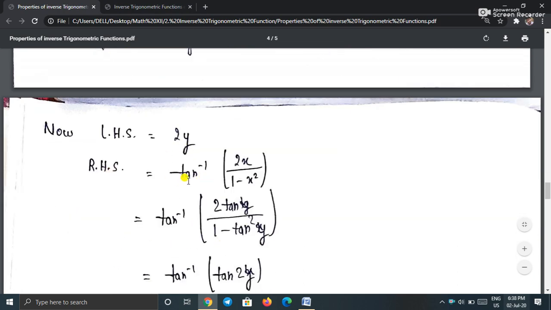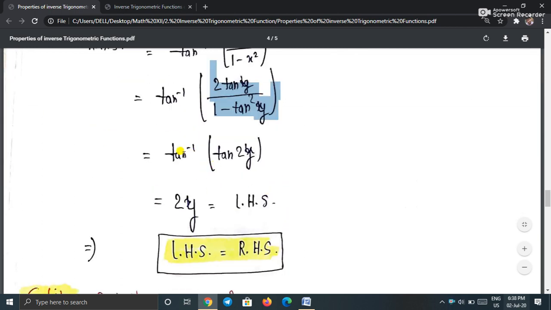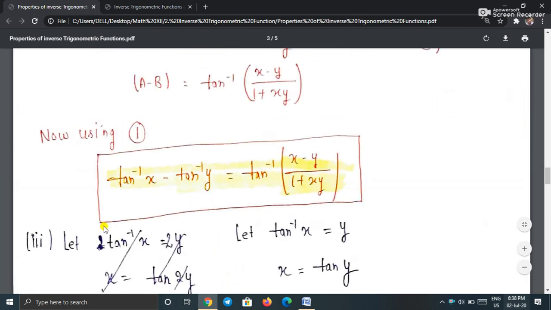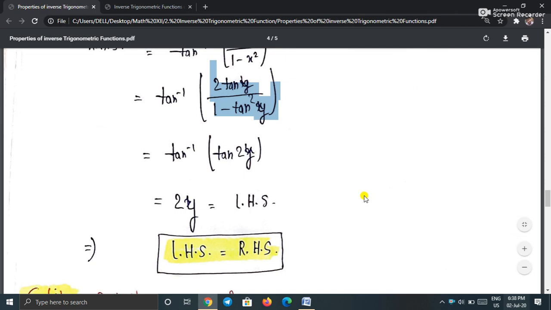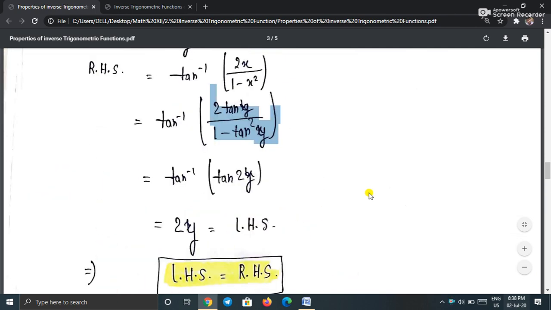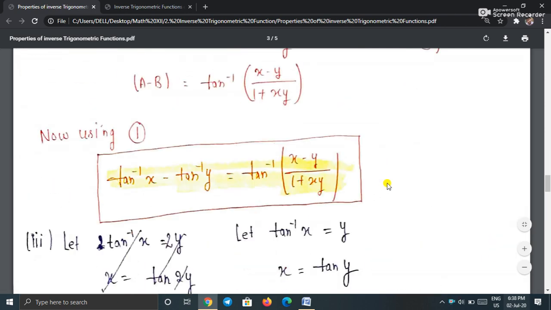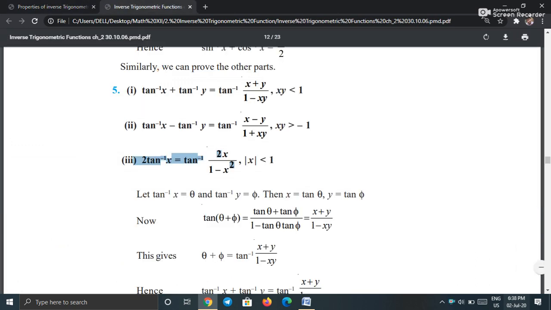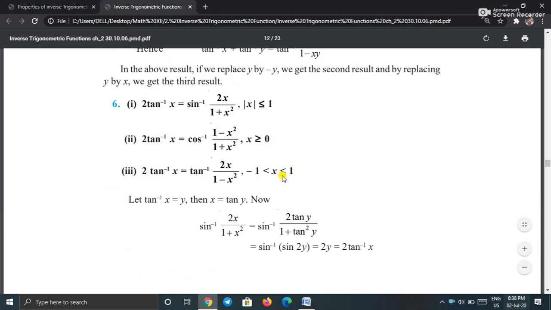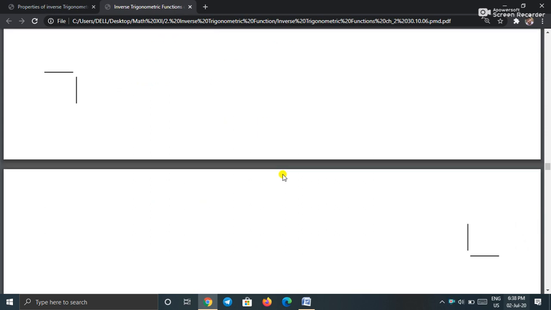Now RHS. Tan inverse 2x upon 1 minus x square. Put the value of x is equal to tan y. Now this is the formula of tan 2y, and by the property of inverse function, tan inverse and tan becomes identity function, so it is equal to 2y, and 2y is also equal to LHS. So the value of LHS and RHS will be same. In this way you can prove the formula 2 tan inverse x is equal to tan inverse 2x upon 1 minus x square. Now see some more properties.